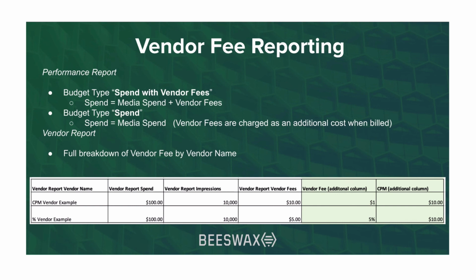If you have a % vendor fee, so this example would be a 5% vendor fee, it would be based on the spend. You spent $100 and 5% of $100 is $5, and so the vendor fee would be $5. They're 2 simple examples. If you have any further questions about how vendor fees are calculated or applied in Beeswax, please reach out to your account manager or the support team, and we will be on hand to answer any further questions.